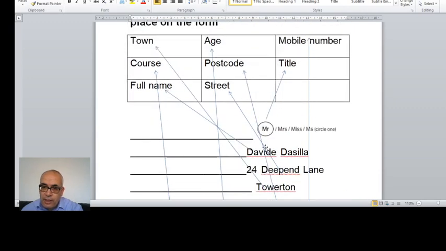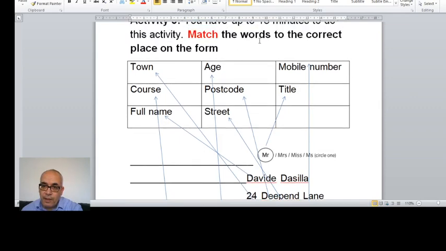Now some students in the exam write the answers here. So they write here, next to David Da Silva, they write what? Full name. Next to 24 Deep End Lane, they write, for example, street. But this is not okay. The question is match the words in the boxes to the correct place on the form. You can write them here, no problem, but this is not enough.